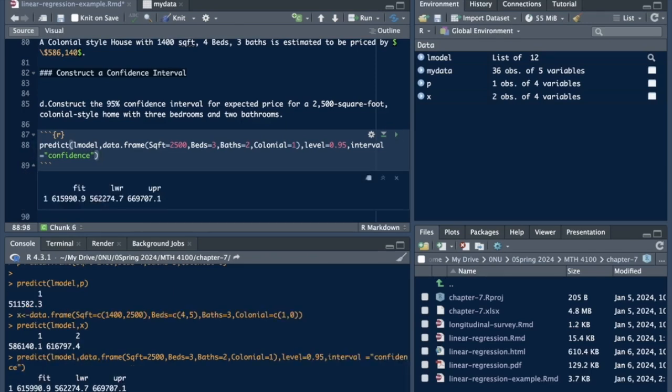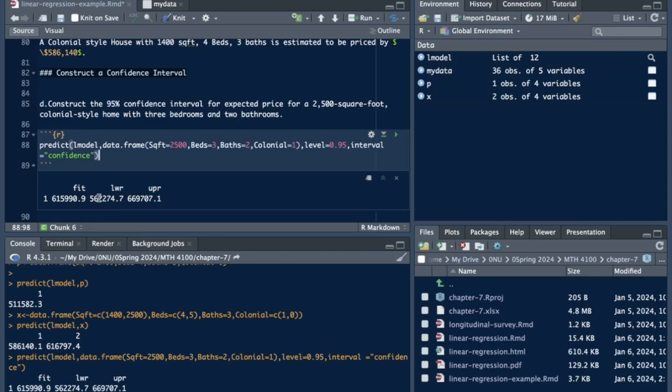Enter or run. So we have values now. We have the fit value, we have the lower bound, and we have the upper bound. So what is the fitted value? It is the predicted or fitted value of the response variable, price. In this case, it's estimated to be $615,990 for a house with 2,500 square feet, 3 bedrooms, 2 bathrooms, and being a colonial style house. The lower and upper bounds are the 95% confidence interval of the predicted value.